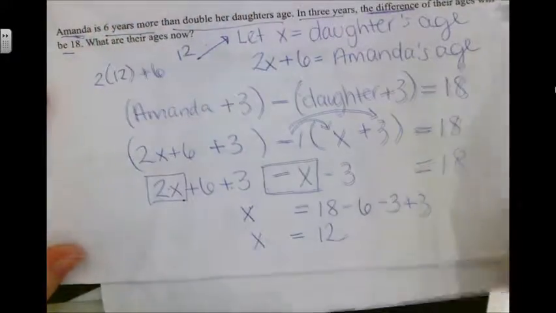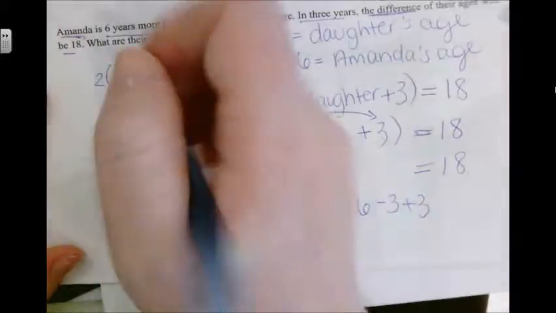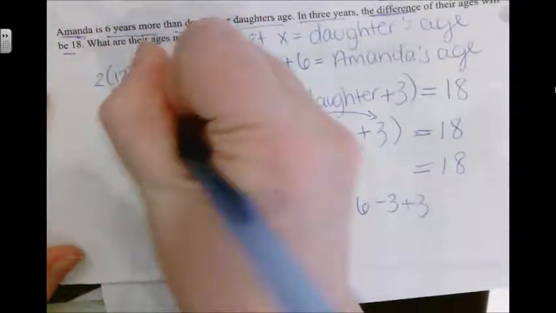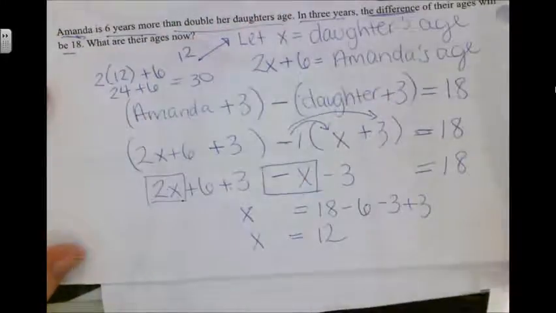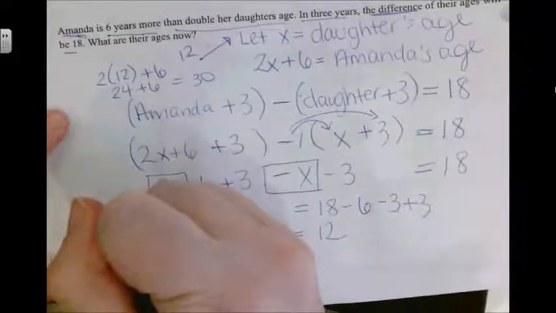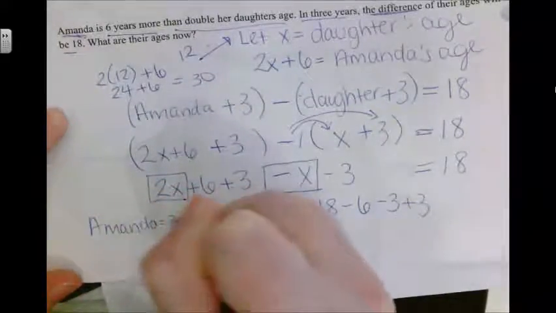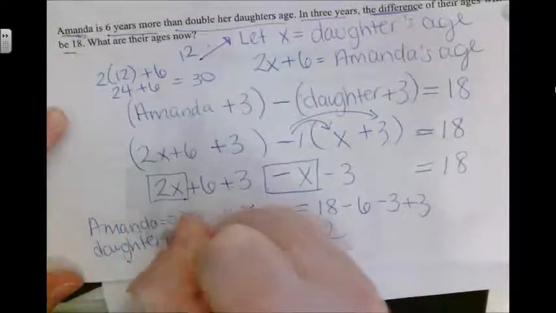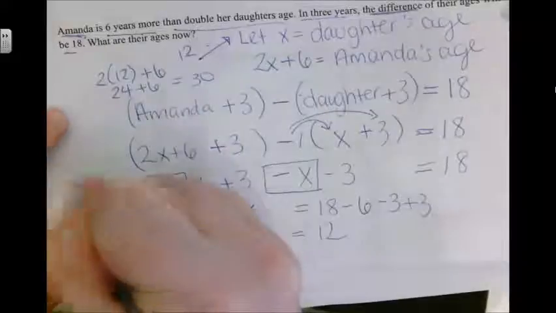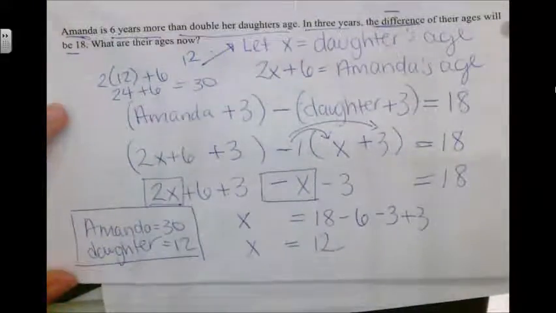This isn't the neatest way for me to do my work. I'm just trying to make sure you can see everything. So 2 times 12 is 24, plus 6 equals 30. So Amanda is 30, and the daughter is 12. That would be your answer. Okay, so let's move on to number 4.